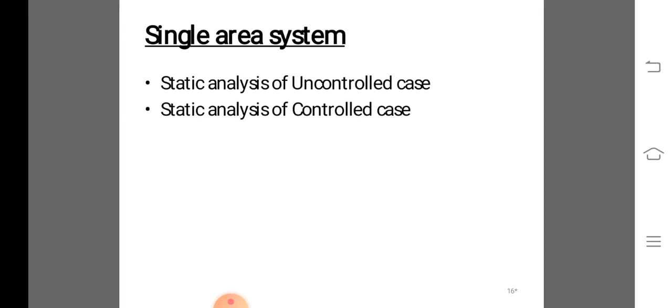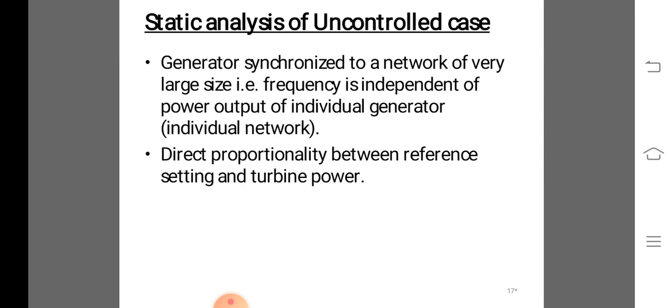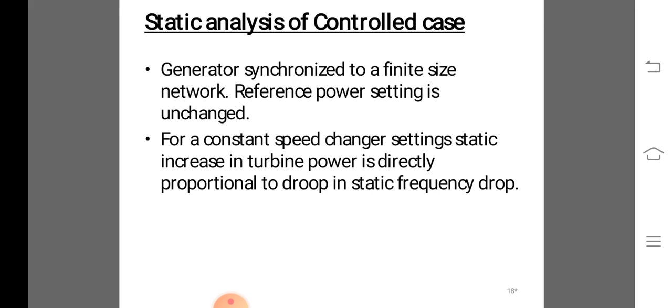The single area system has two classifications: one is static analysis of the uncontrolled case, and the other is static analysis of the controlled case. Static analysis of the uncontrolled case means the generator is synchronized to a network of very large size. Frequency is independent of the power output of the individual generator. There is direct proportionality between reference setting and turbine power.